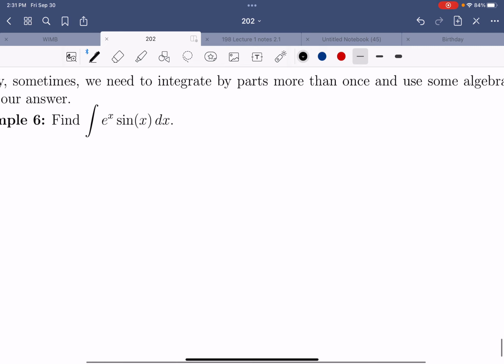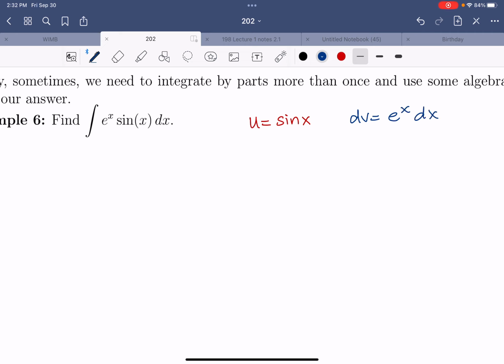It does not matter whether we choose our sine x or our e to the x to be our u. Personally, I like to choose my u to be my trig function, just because for me, it's easier to keep track of what's negative if I'm taking derivatives than if I'm taking antiderivatives. That's a personal preference. If you want to switch these around, you absolutely can.